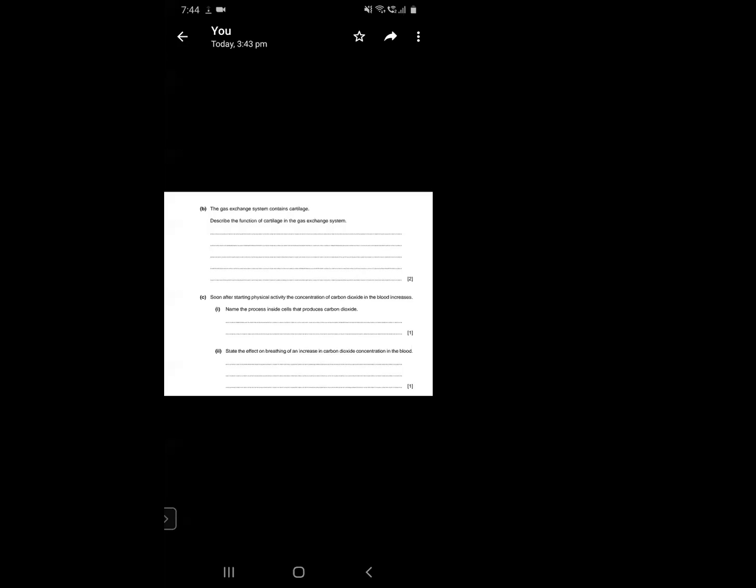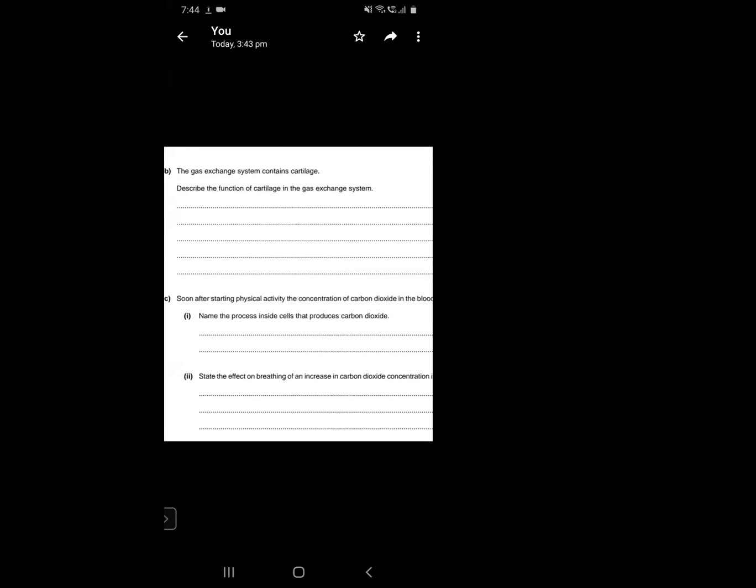I can't see the question clearly. Yeah, I'm sharing my screen. Okay, I enlarged it a little. Soon after starting physical activity, the concentration of carbon dioxide. Okay. Excuse me. I will talk in a little more detail about the function of cartilage in the gas exchange system before you move on.